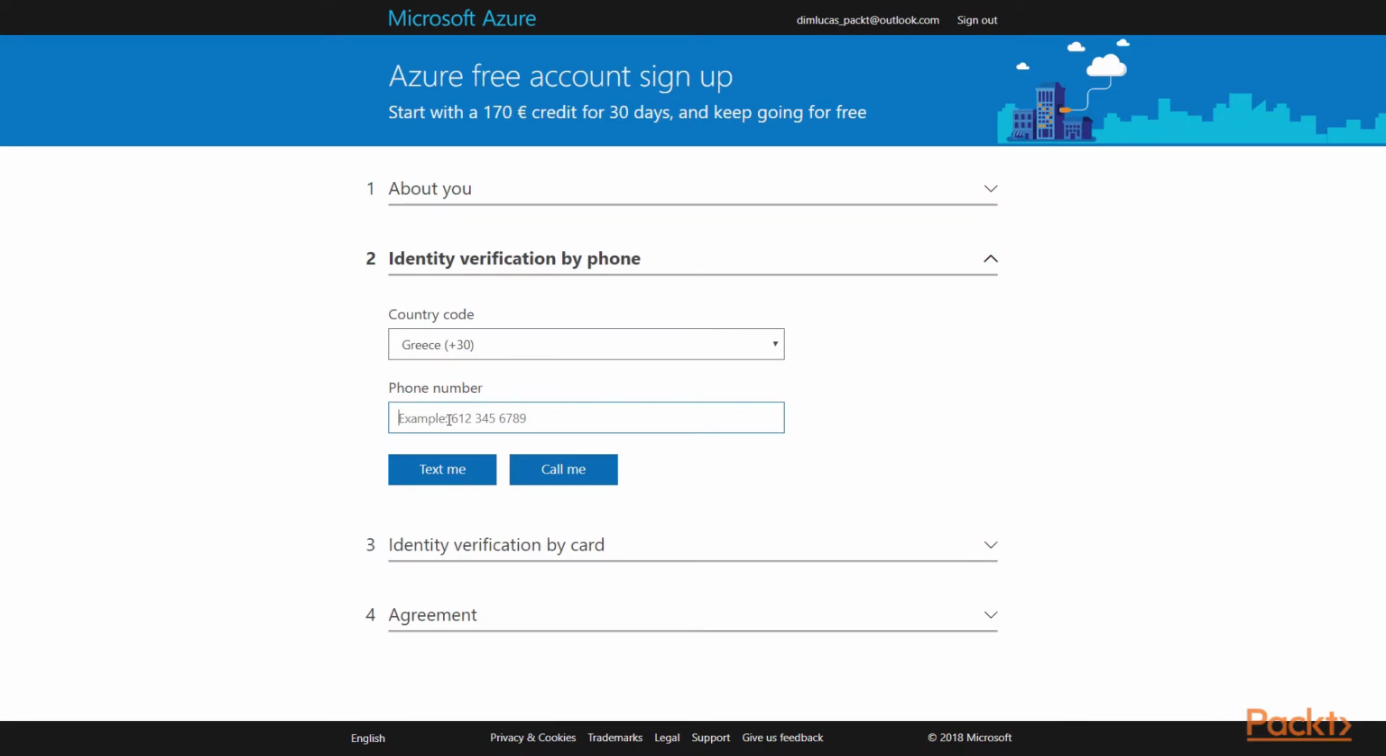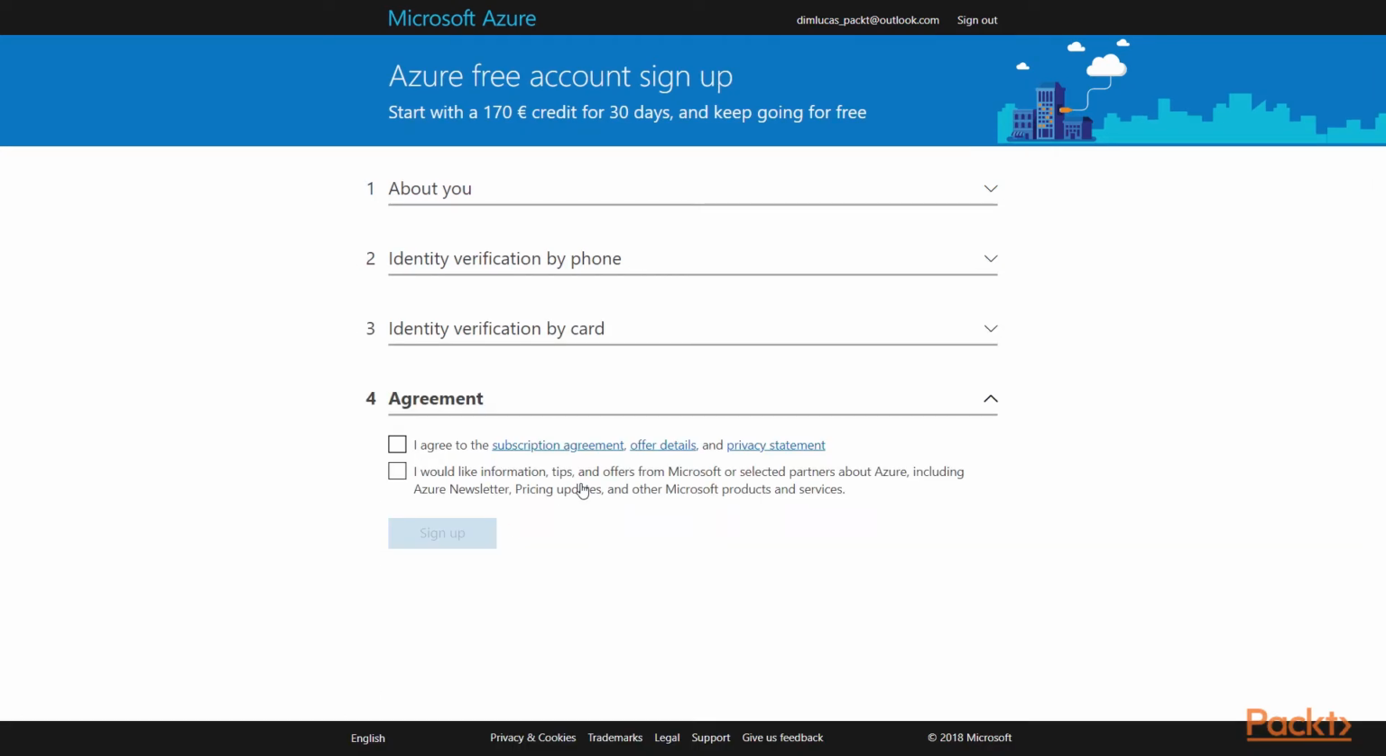Then you have to prove your identity over phone. You just enter your phone and a message will be sent over to you. And after setting your credit card, you can agree to the terms. One side note here, just because you enter your credit card details doesn't mean you will ever be charged. You won't be charged. The credit card is used for identity verification processes.